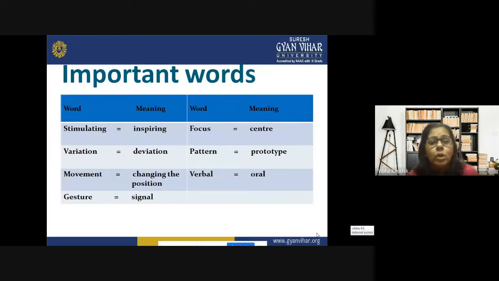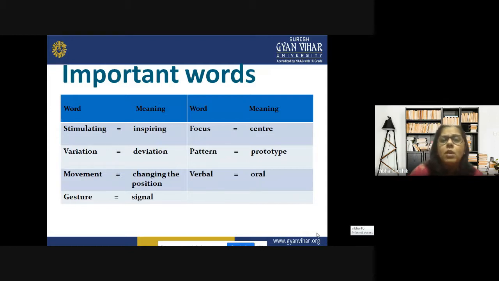Now, important words. The first one is stimulating, means inspiring. It worked as an inspiration for the students. Variation, deviation, how the changes has to be done. Movement, changing the position.